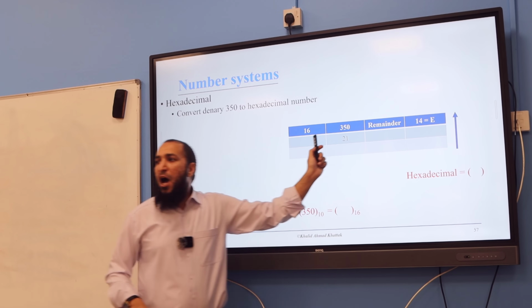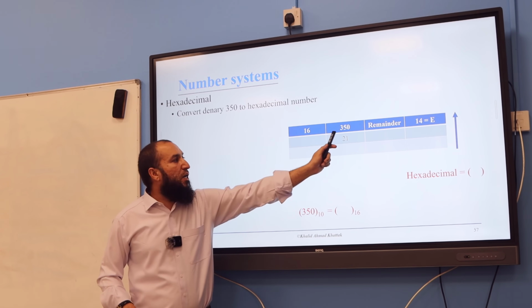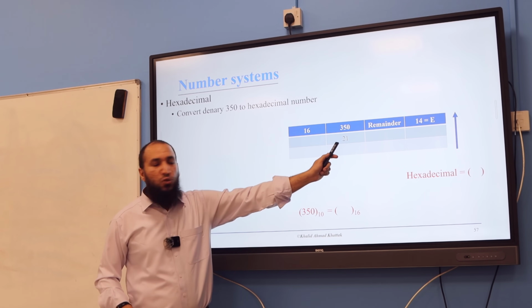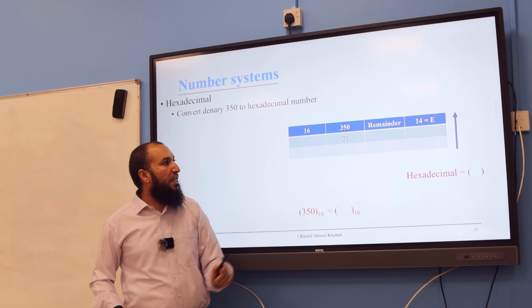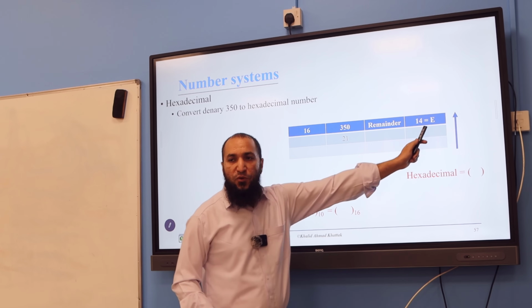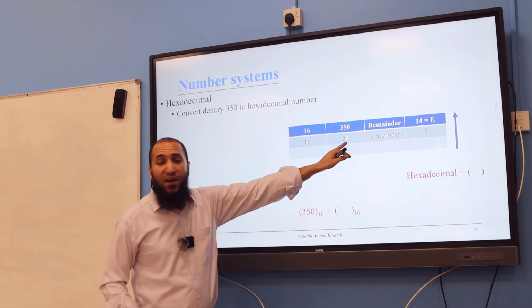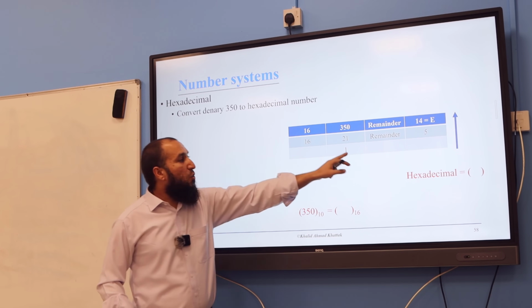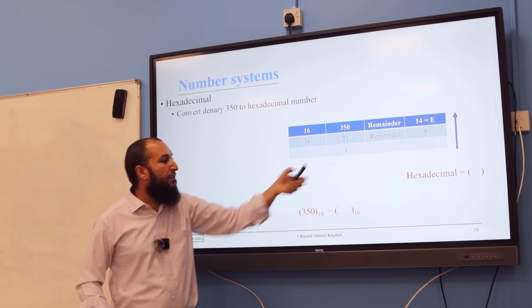So the first one is how many 16s go into 350, which is 21. So 21 times 16 is 336. The remainder is 14. The next step we have divide 21 by 16. We have 5 remainder and 1 whole number.